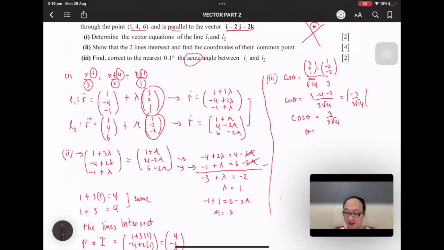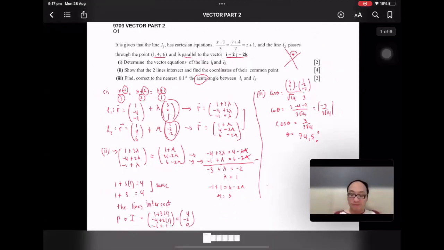So theta will be equal to cos inverse 1 over root 14, which equals 74.5 degrees. That's for number 1.